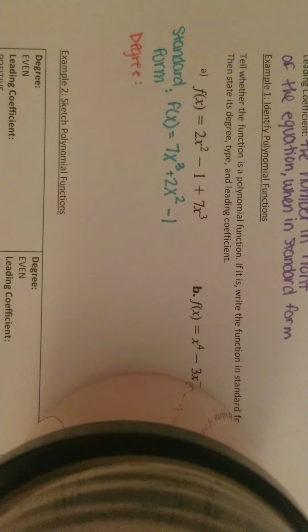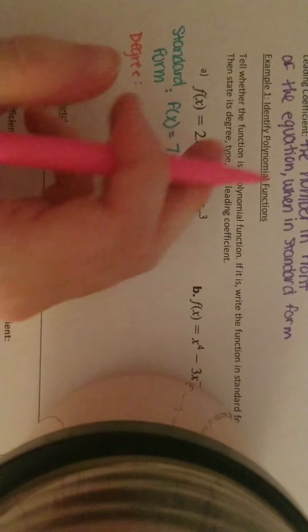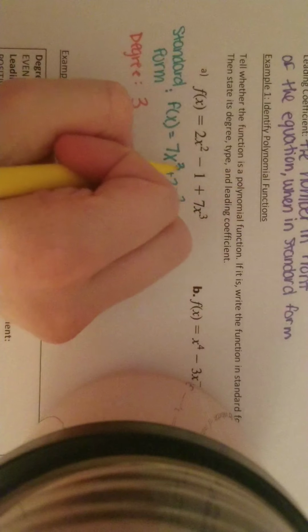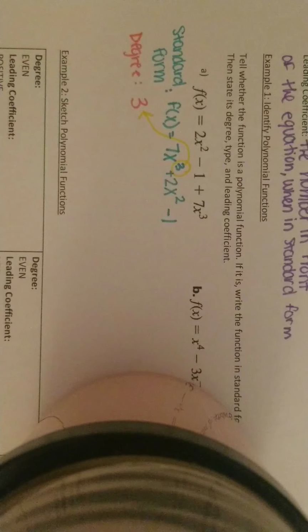Now, for our degree is whatever the highest exponent is. So in this case, if we're looking, our highest exponent is 3, so our degree is just 3. You just take whatever the biggest exponent is, and that is your degree.